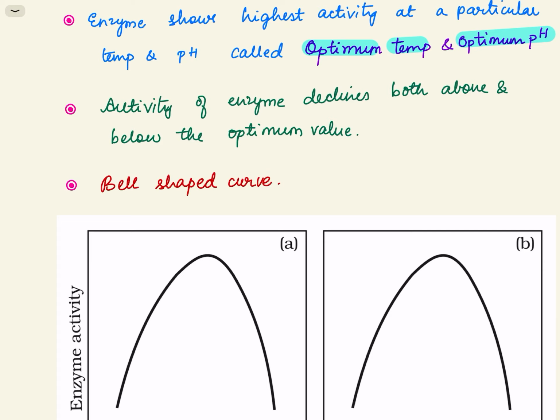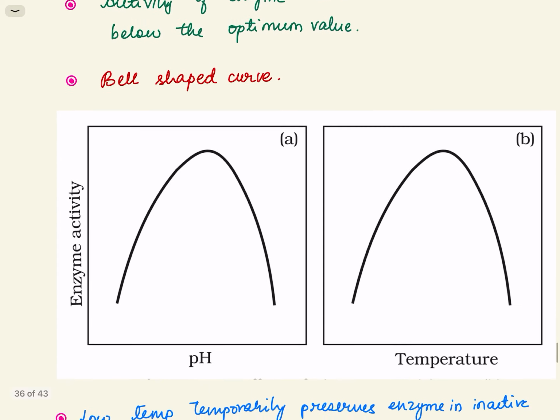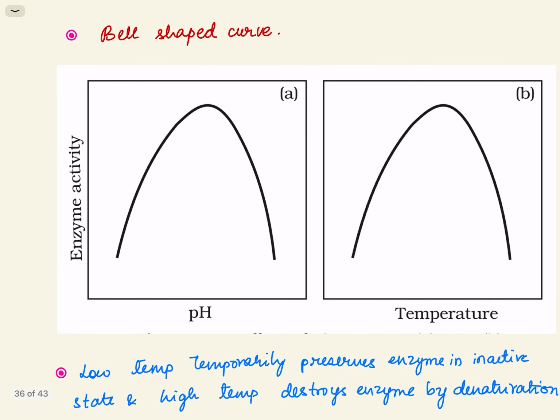So below the optimum pH and temperature or above the optimum pH and temperature, the activity of the enzyme decreases, giving you a bell-shaped curve which looks like this. So the enzyme activity is plotted on the y-axis, and on the x-axis is the pH and temperature. So that you can see the peak, right? That peak is what is known as optimum pH and temperature.